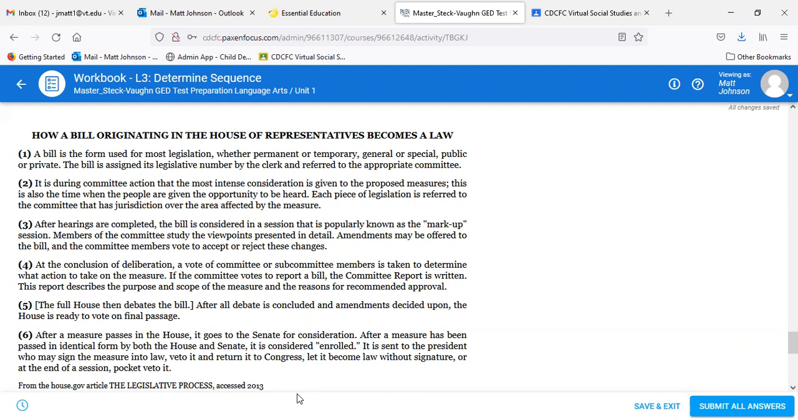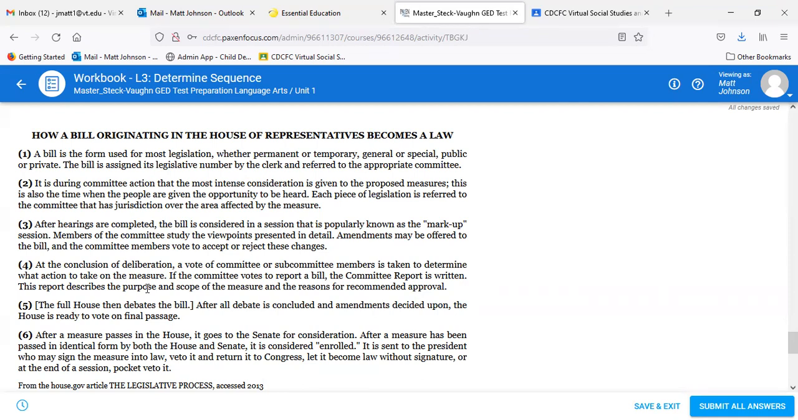At the conclusion of a deliberation, a vote of committee or subcommittee members is taken to determine what action to take on the measure. If the committee votes to report a bill, the committee report is written. This report describes the purpose and the scope of the measure and the reasons for recommended approval. The full House then debates the bill. After all debate is concluded and amendments decided upon, the House is ready to vote on final passage.